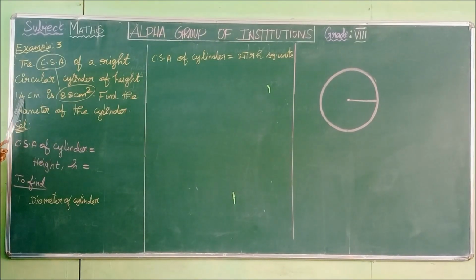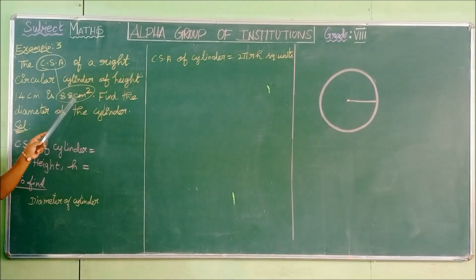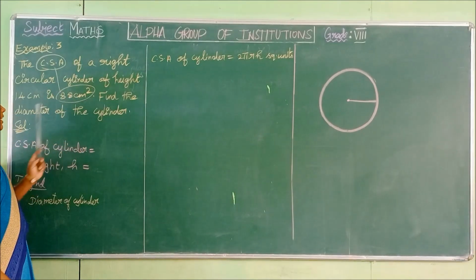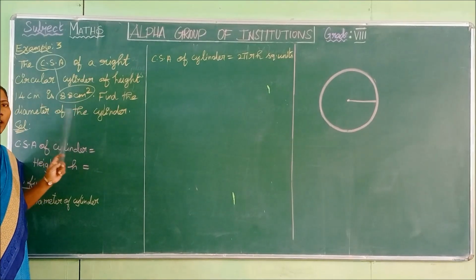What is the height of the cylinder? 14 centimeter. And the CSA is 88 centimeter square. Don't take the value of CSA of cylinder as 14 centimeter. Here they have given centimeter square. This is the CSA. So CSA of right circular cylinder is 88 centimeter square. Height of the cylinder is 14 centimeter. What we have to find? Find the diameter of the cylinder.